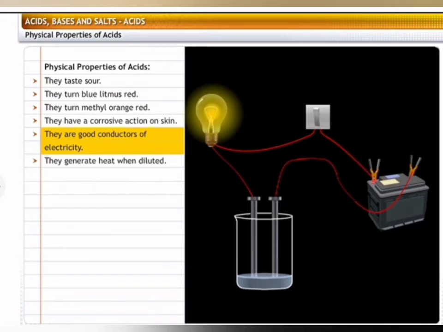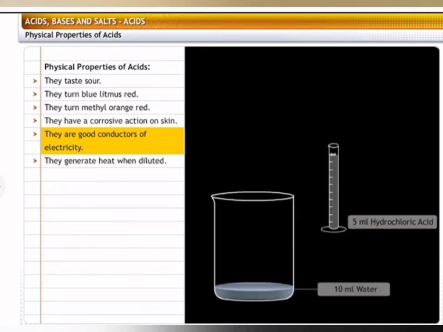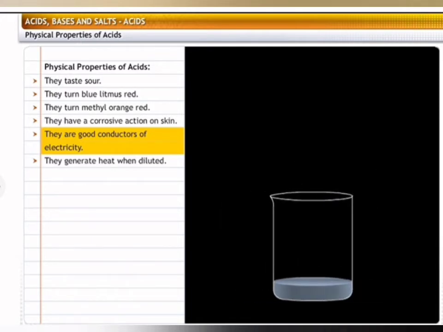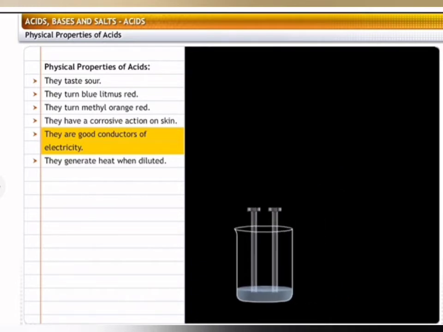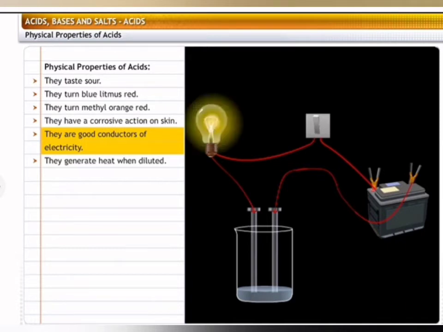Let's try to prove this through an experiment. Pour 5 ml of hydrochloric acid into a beaker containing 10 ml of water. Suspend 2 carbon rods in the acid. Connect the rods with an electrical wire in series along with a battery, a switch and a bulb. Switch the setup on and see the bulb glow. This shows that acids are good conductors of electricity.